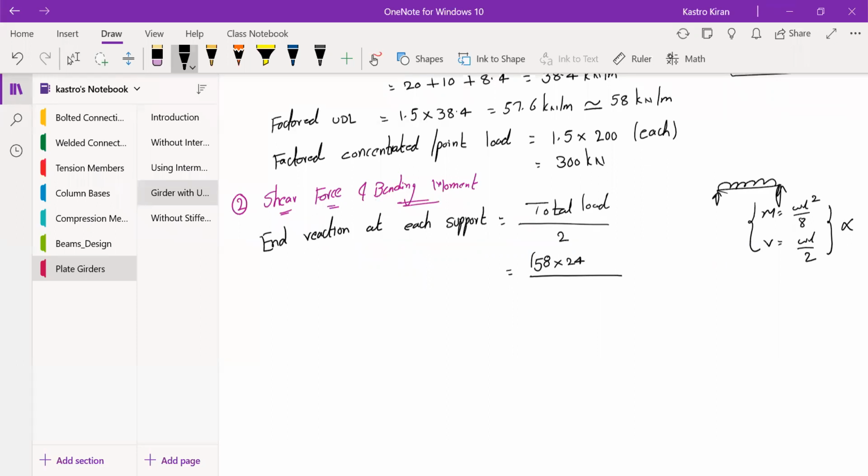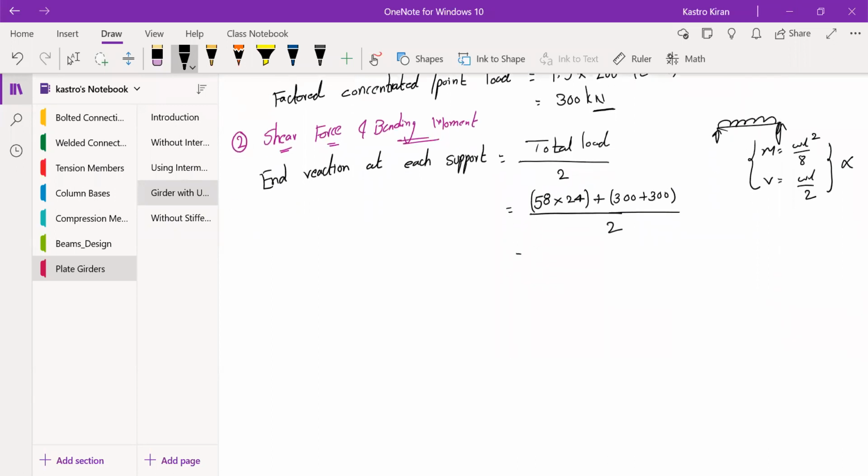300. What is this 300? It is the intensity of the factored point load. So 300 kilonewtons is the factored concentrated load. From this, you can find out the end reaction at each support, which will be 996 kilonewtons. Remember, this is how you have to calculate the values.